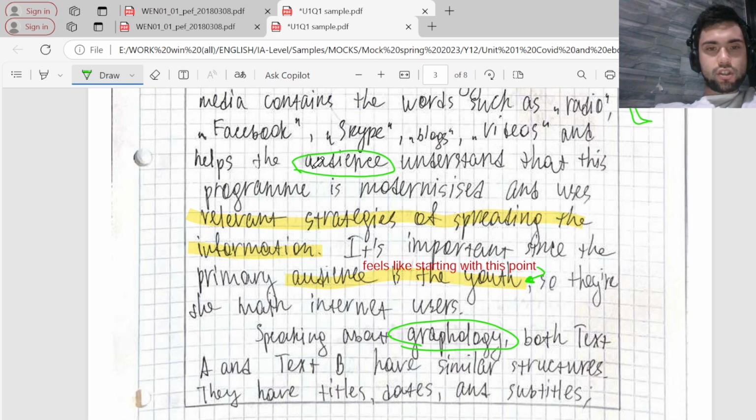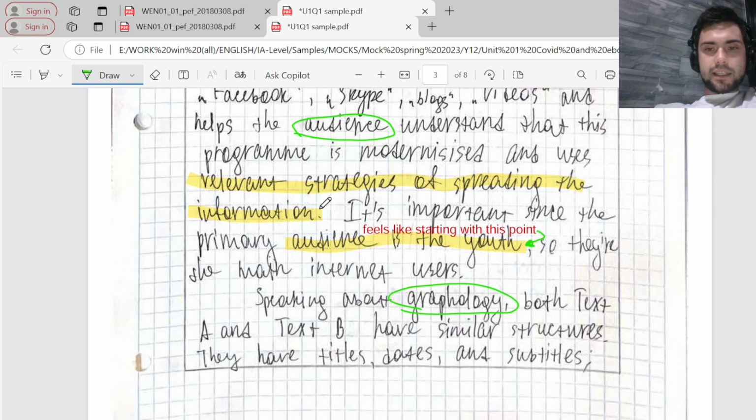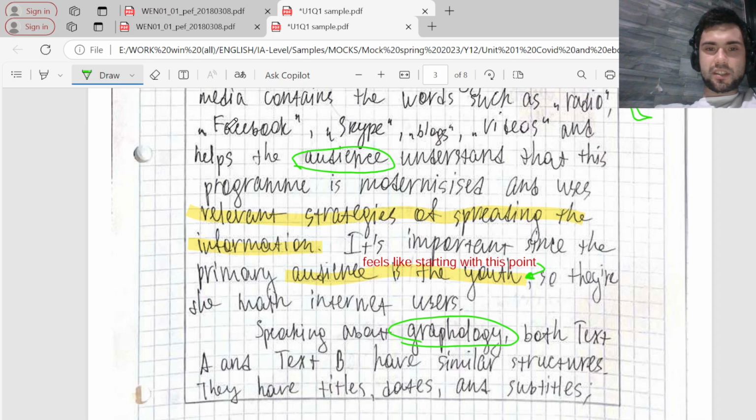After that, the student introduces the contextual factor of audience, which is great. I do not really see the comment here, or it's rather given at the very end, and it is very short, which is important since the primary audience is the youth. So it's about the internet words such as Facebook, Skype, videos, you see.